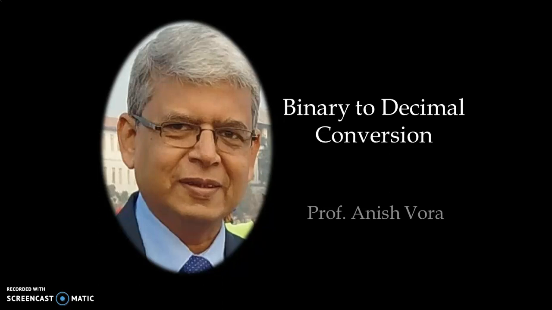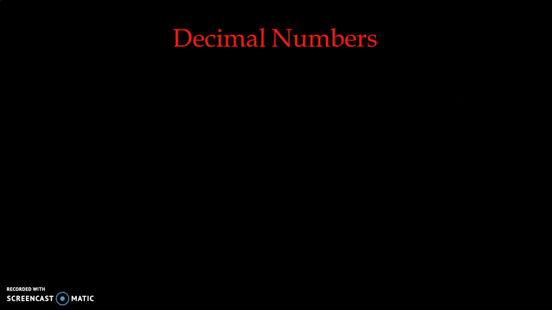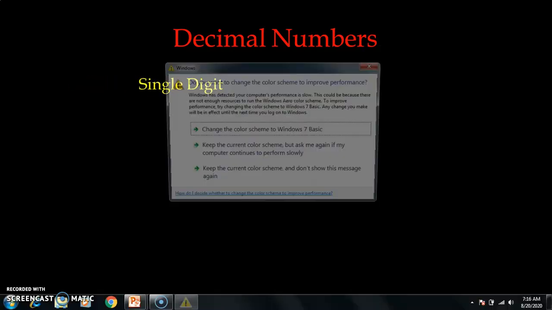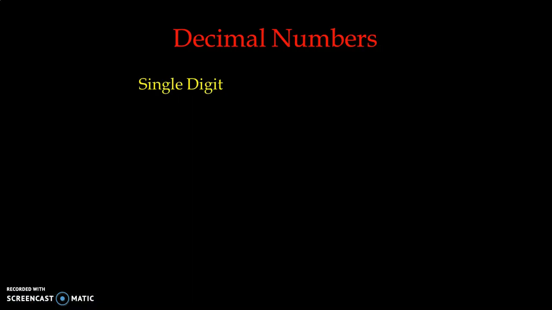Before we start the actual conversion, let us see how our decimal and binary number systems work. We compare our decimal and binary number systems, so the things become very clear in your mind. In case of a decimal number, suppose we take a single digit. Then we have numbers like 0, 1, 2, 3, 4, 5, 6, 7, 8, 9. So up to 9, we have single digit numbers. The total single digit numbers are 10, and that is why it is called a decimal number.